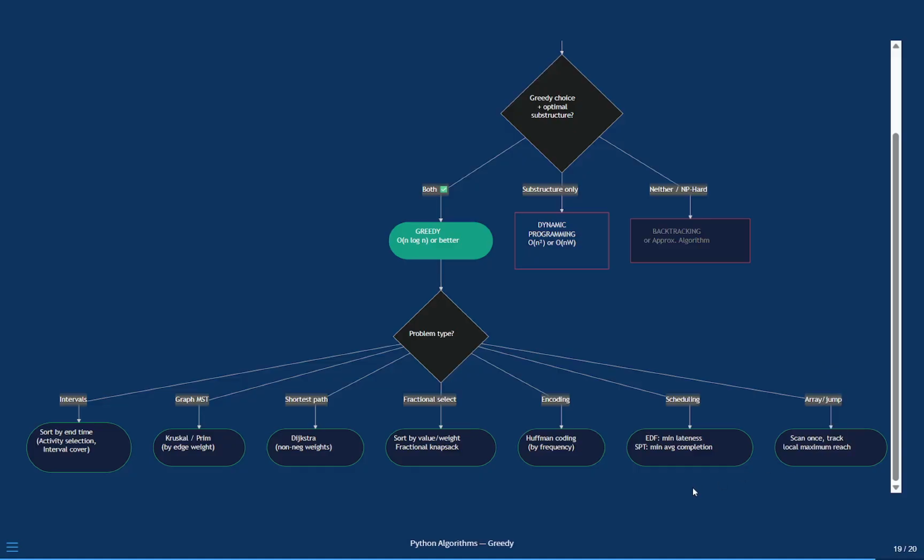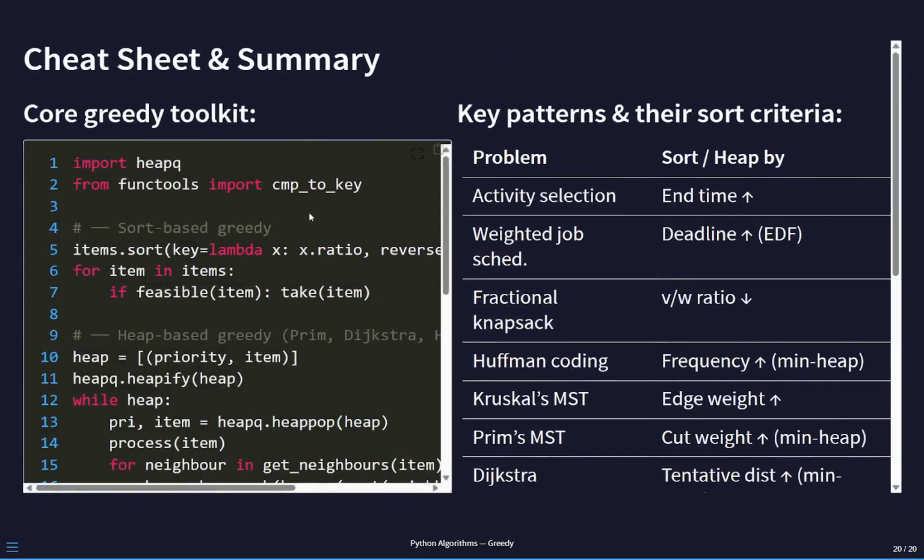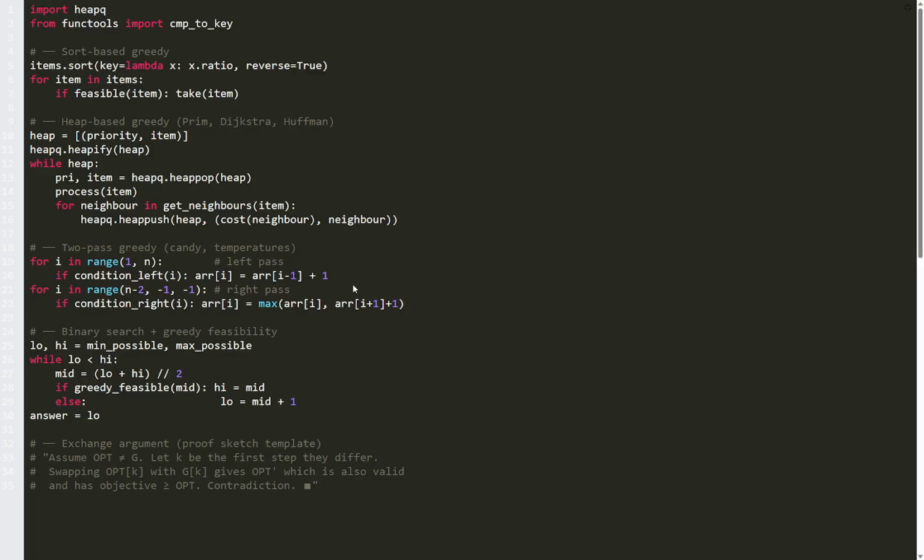The greedy versus DP decision at the bottom of the cheat sheet is the rapid filter. If choices are fractional, you can take partial items, partial intervals, fractional coverage. Greedy almost certainly works. If choices are binary or integer, whole or nothing, check for overlapping subproblems. Overlapping subproblems means DP. Independent subproblems means divide and conquer. Next, the complete greedy toolkit.